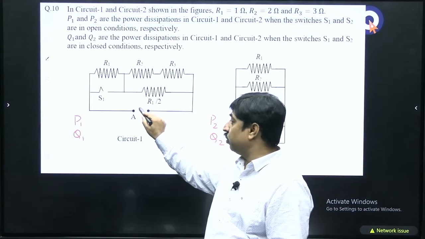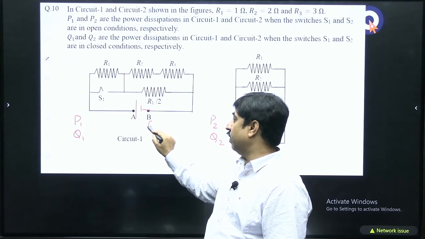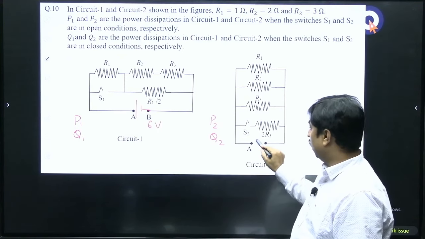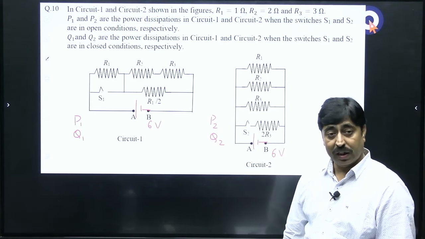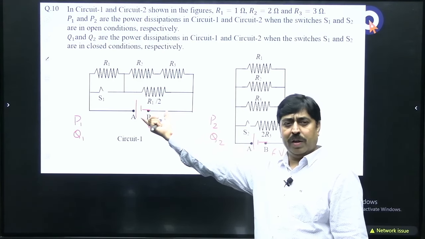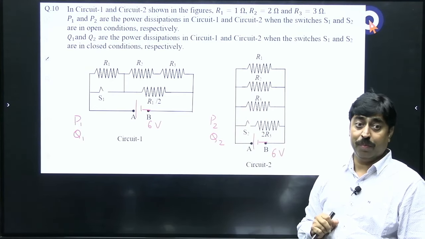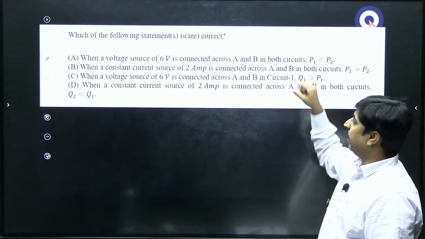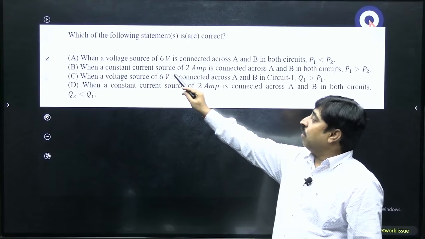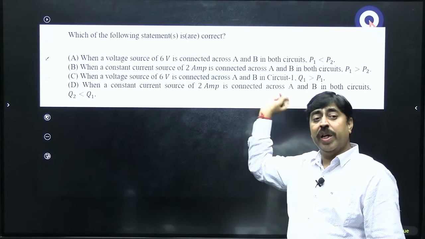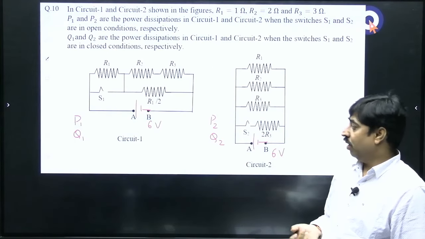When you connect a voltage source, that means you connect a battery over here with a voltage of 6 volt, and you also connect a battery of 6 volt potential difference over here, then there will be some power dissipated in this circuit, that is P1. There will be some power dissipated in this circuit, that is P2. Now, you have to compare whether P2 is larger or P1 is larger. Then again, when a constant current source of 2 milliampere is connected, which one is higher, P1 or P2?